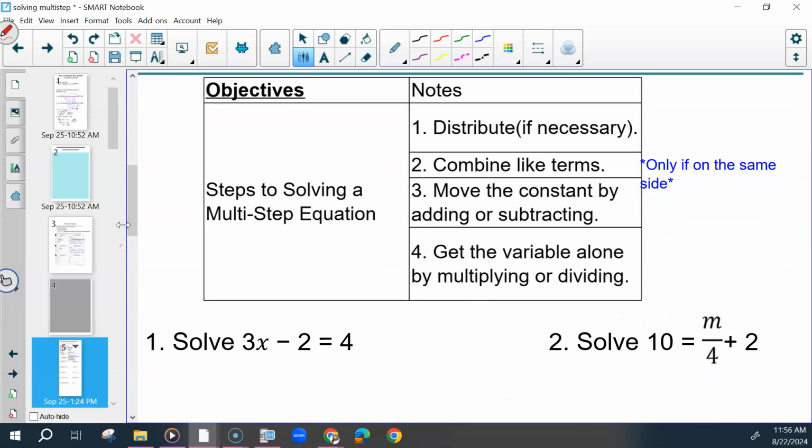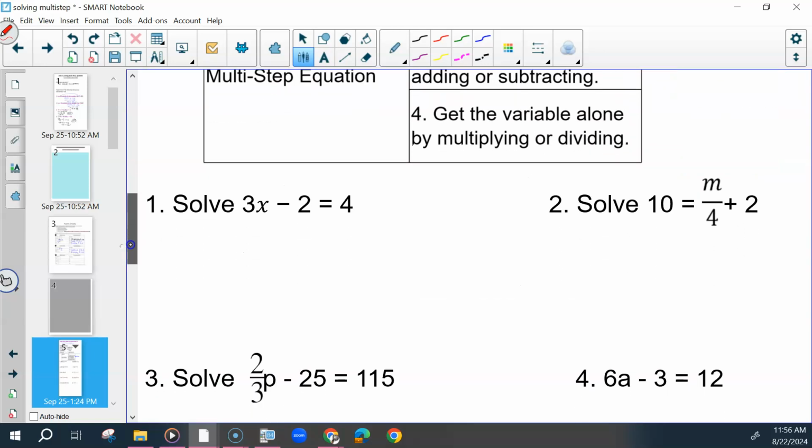As we start to solve equations, these are just helpful steps. If you get stuck, use these. Distribute if necessary. Combine like terms if they're on the same side. Move the constant or the variable term by adding or subtracting, and then get the variable alone by multiplying or dividing.